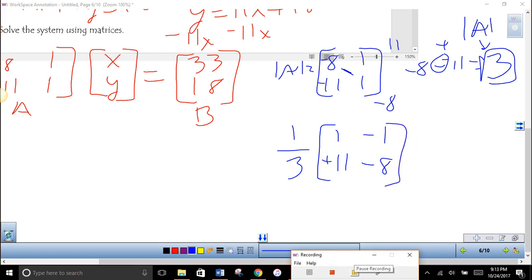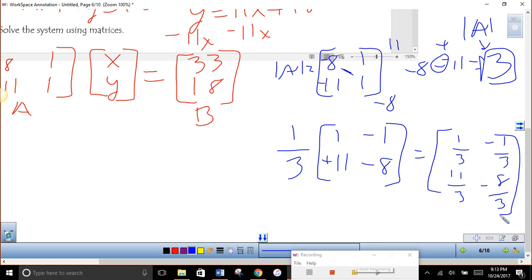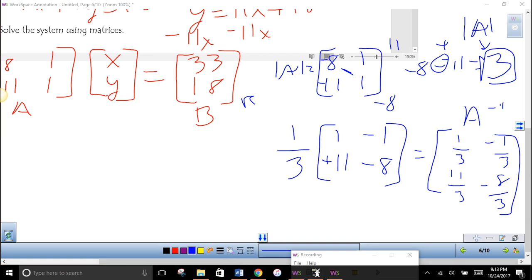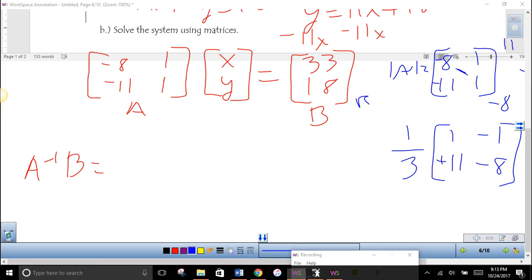Okay. And then we have to distribute this 1/3, which gives me 1/3, 11/3, negative 1/3, and negative 8/3. That is A inverse. It's so pretty. Oh no, it's not, but it's okay. So we're going to take this matrix, we're going to multiply it by our B matrix. Okay, I'm going to give myself lots of room, so hopefully it's a little bit neater.